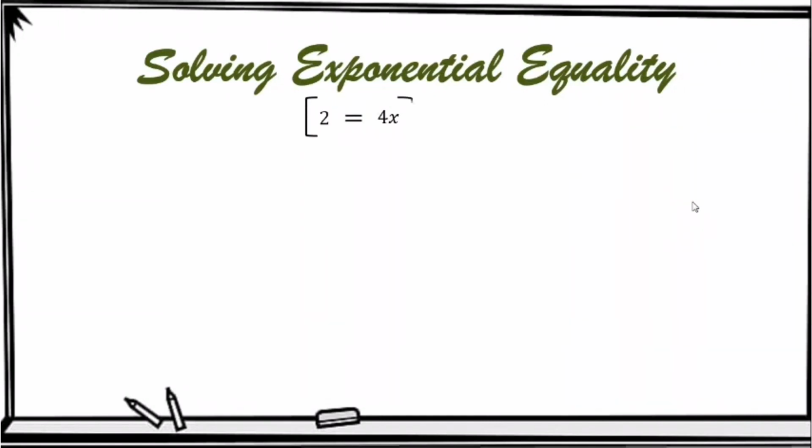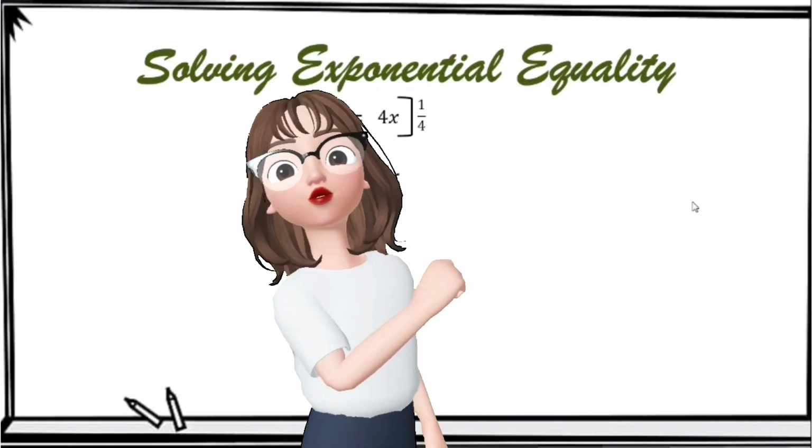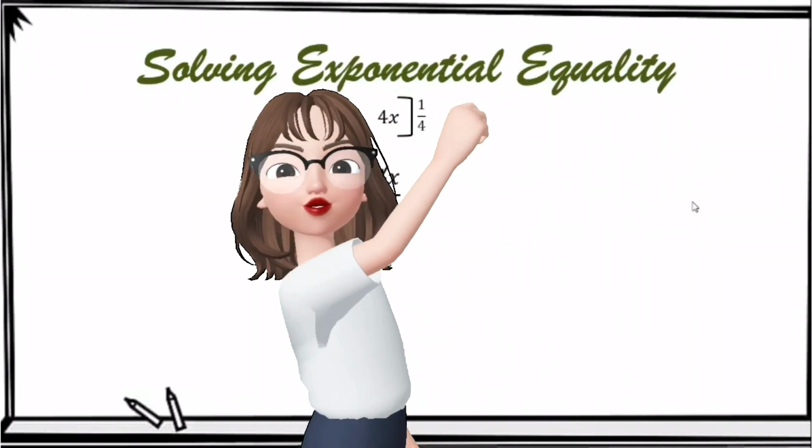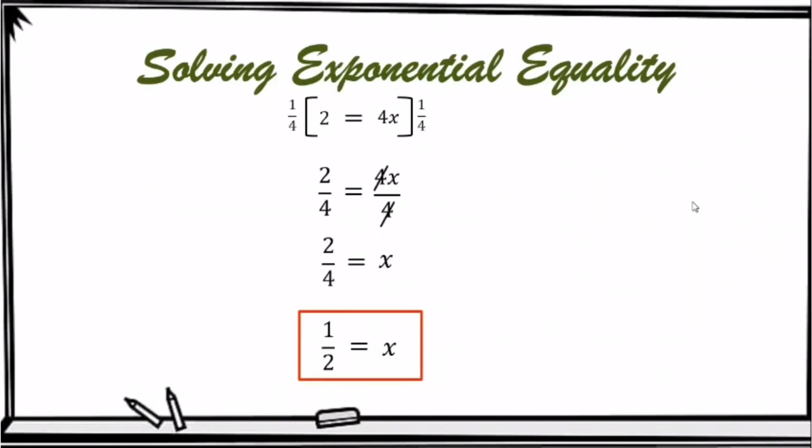So we have 1 over 4 times the quantity of 2 is equal to 4x times 1 over 4. So we have 2 over 4 is equal to 4x over 4. Simplify 4x over 4, that will be x. So we have equation 2 over 4 is equal to x. Simplify 2 over 4, that will be x is equal to 1 over 2. Therefore, the value of the variable x is 1 over 2.